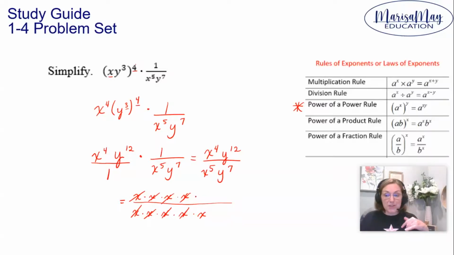Now, what could we have done as a shortcut there? We could have subtracted 5 minus 4, but I need you to realize that it has to show up in the bottom because the x to the 5th has more x's with it.